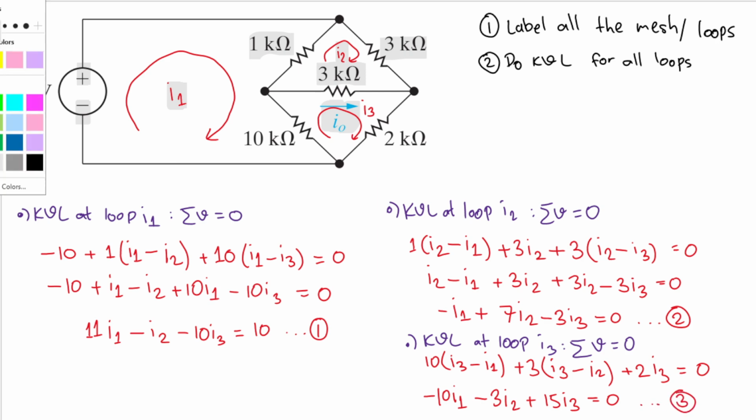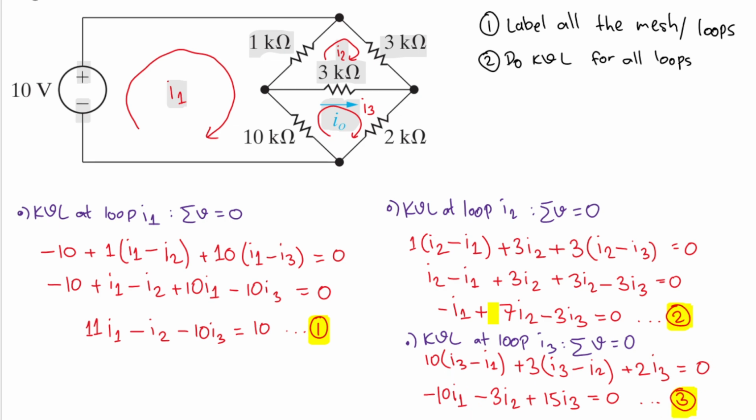And now we have 3 equations, 1, 2, and 3. And we also have 3 variables. We have 3 equations, 3 variables. We should be able to solve it by using a system of linear equations. So the third step will be to solve it using a system of linear equations.